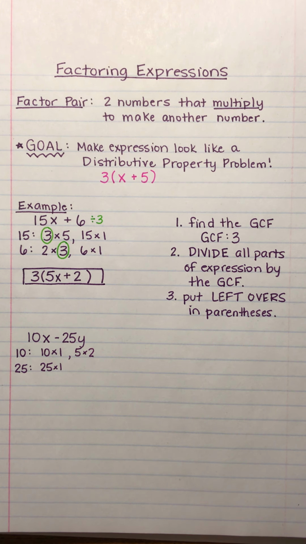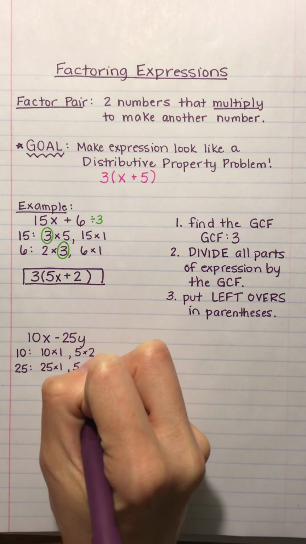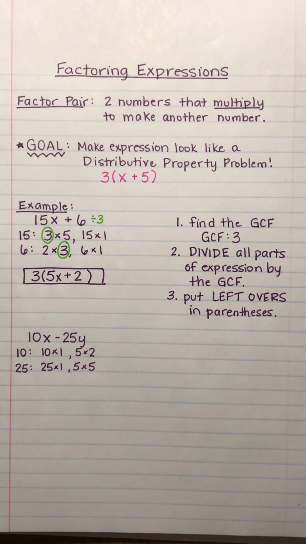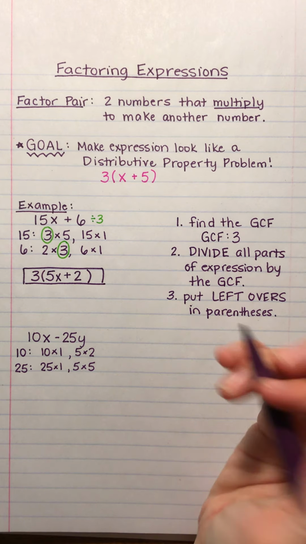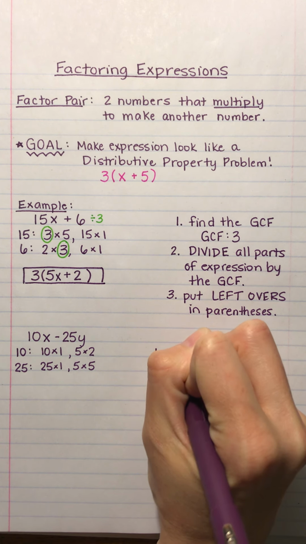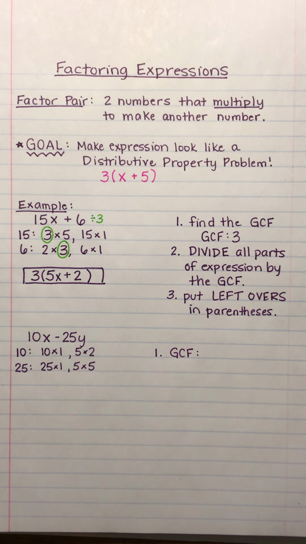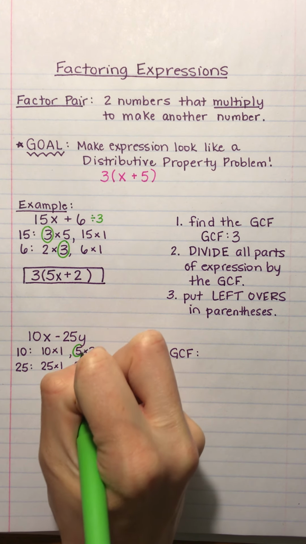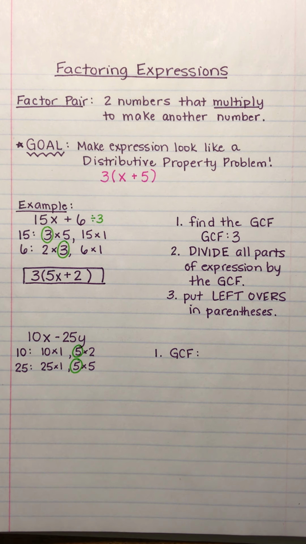5 times 2 also makes 10, and I know 5 times 5 makes 25. All right, so first was to find the greatest common factor. And when I look through my list, the biggest number that's the same is 5 and 5.